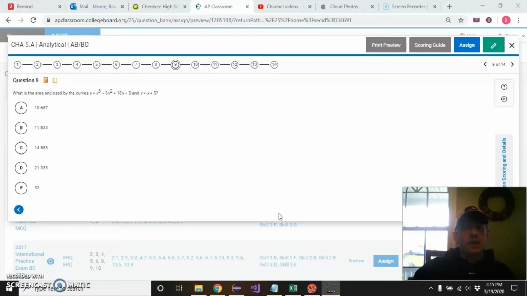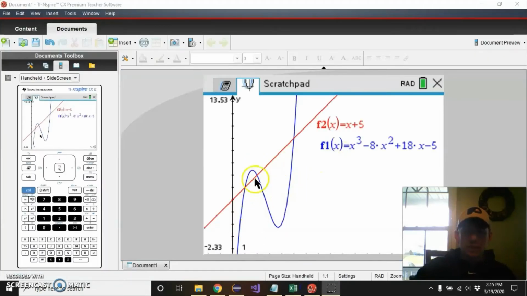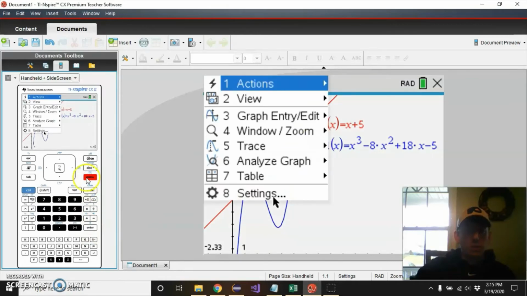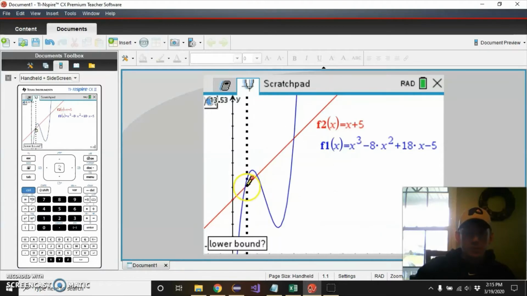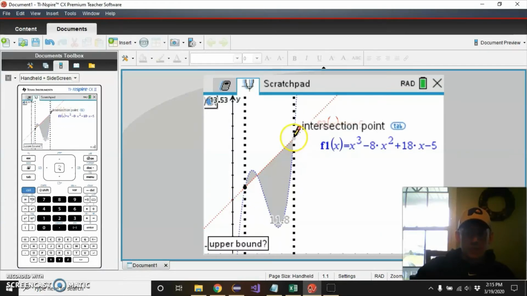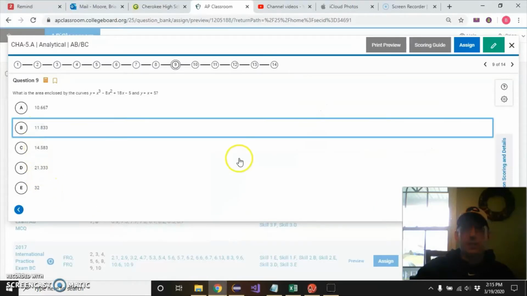Here we are, number 9, and we've got another bounded area question. We just have an ugly cubic and a simple line. So let's see what that looks like. It is a calculator active question, so we're just going to cheat again with the calculator. Here's the cubic and our line, and it looks like we're trying to find that little area and then this bigger bubble, all of that bounded area. So let's see if our calculator can do that all in one fell swoop here. Analyze graph, bounded area. We should just snap to that intersection point and that one. 11.8. Got it.